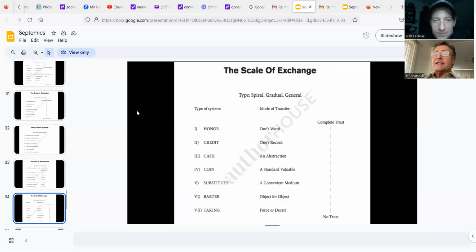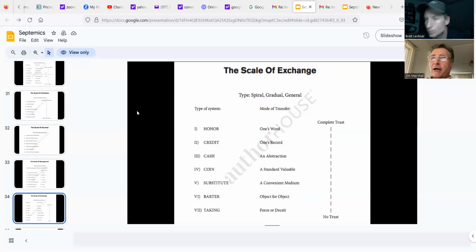Next. Okay, the scale of exchange. Okay, so this completely undercuts economics. Economics is a very complicated subject. They rarely even mention exchange. This is extremely important in understanding what goes on in an economy.